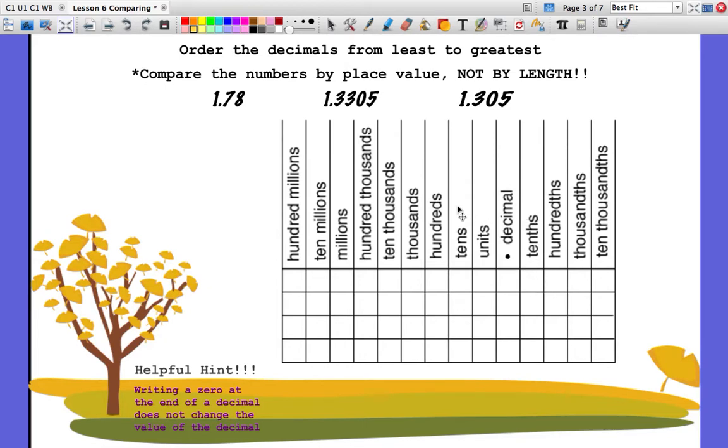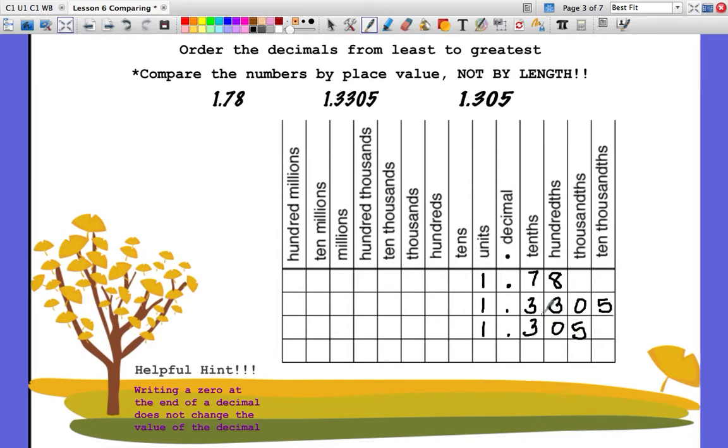So when we are comparing numbers, just like before, it's really a good idea to line the numbers up by place value. So in this case, 1, 1, and 1 are all in the ones place. The first number is 1 decimal 78, so 1 and 78 hundredths. The next one, 1 and 3,305 ten thousandths. So keep writing that out. And the last one, 1 and 305 thousandths.